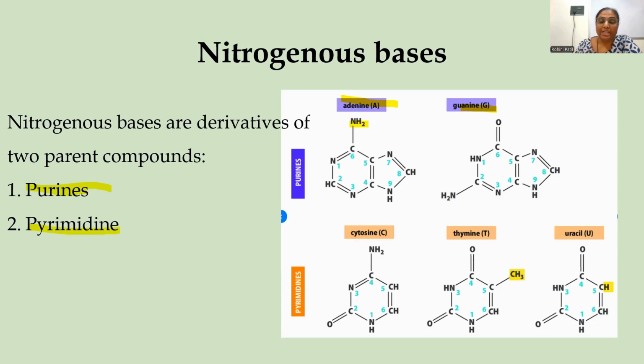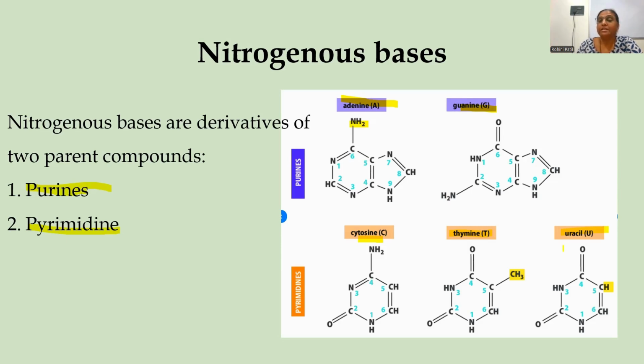The second one is pyrimidine. The pyrimidines are of three types. One is cytosine, second is thymine, and third is uracil. Now, cytosine and thymine are present in the DNA, and cytosine and uracil are present in the RNA. That is the basic difference between DNA and RNA.